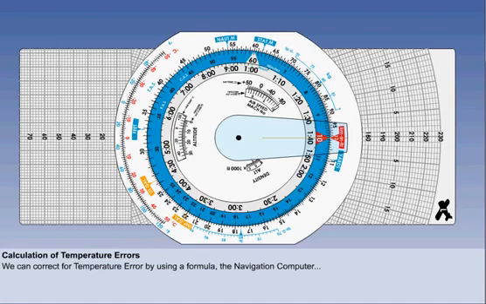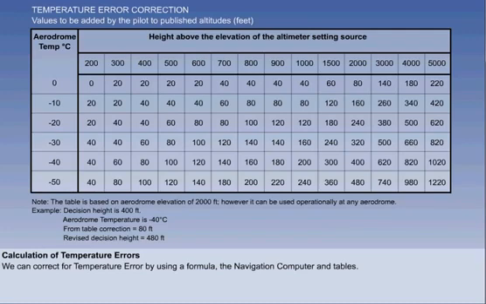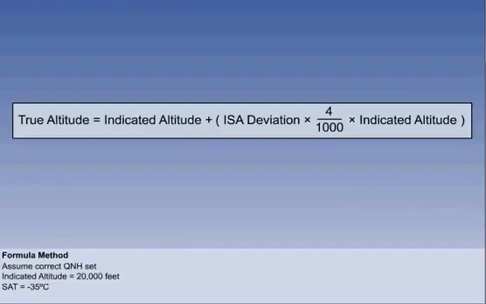The second is the navigation computer. And we can also use tables, particularly for the decision height or decision altitude case. Let's look at the formula method first. We'll assume that we have the correct Q and H set. Our indicated altitude is 20,000 feet and the temperature at that altitude is -35.